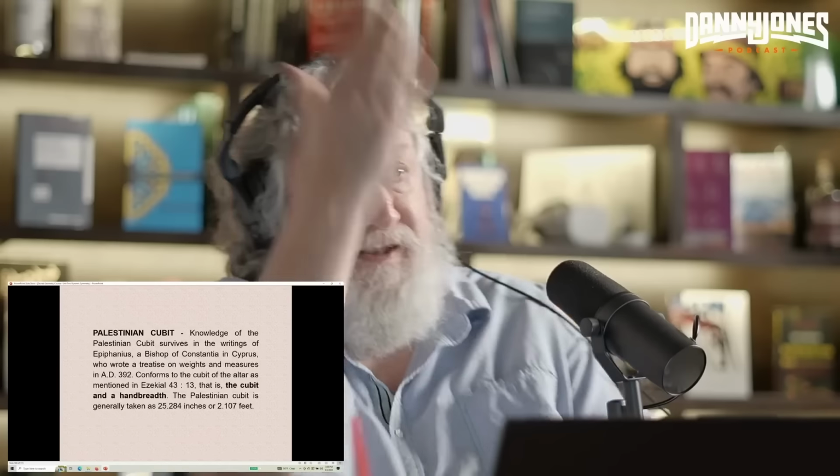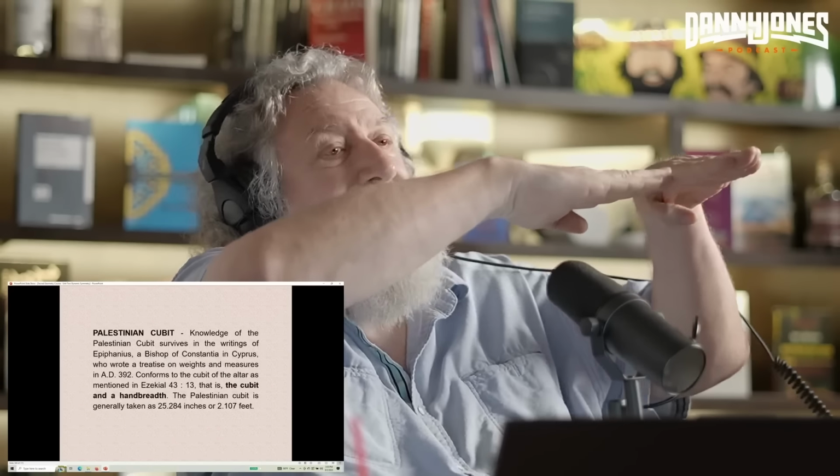If we jump forward, the knowledge of the Palestinian cubit survives in the writings of Epiphanius, a bishop of Constantia in Cyprus, who wrote a treatise on weights and measures in AD 392. It conforms to the cubit of the altar, as mentioned in Ezekiel 43:13, that is, the cubit and the hand's breadth. The Palestinian cubit is generally taken as 25.284 inches.